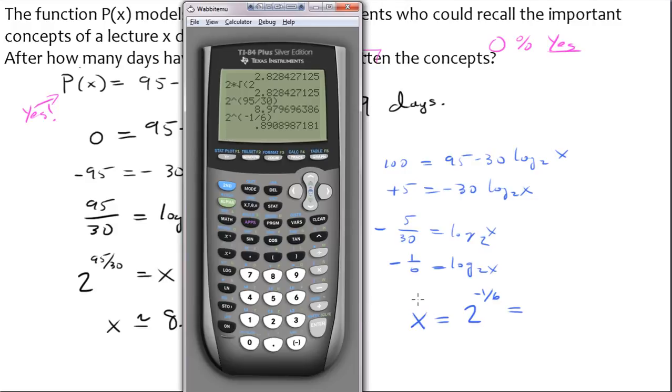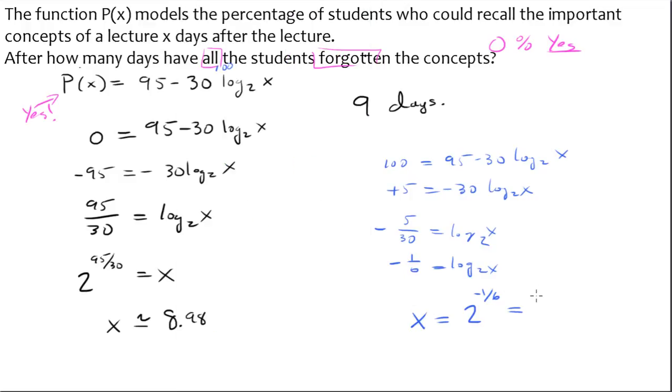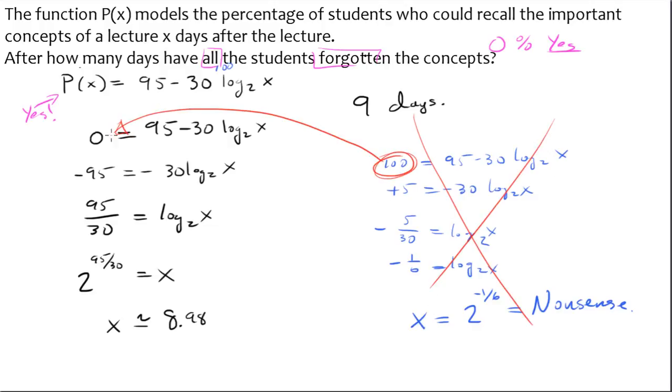And if I fired that into the calculator, I would get 0.891. So like within 0 or 1 days, everybody's forgotten it. So by day 1, everyone's forgotten it. Ooh, doesn't make sense. This is nonsense. And that's what would tell me that this answer is wrong because of that assumption I made, the 100, and I need to do the correct thing and say, no, it's 0, remember.